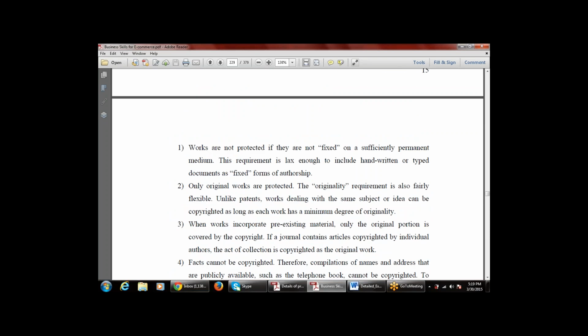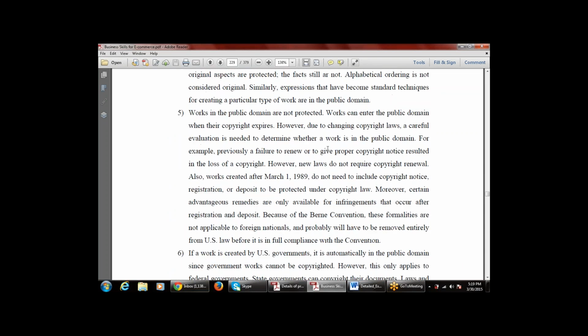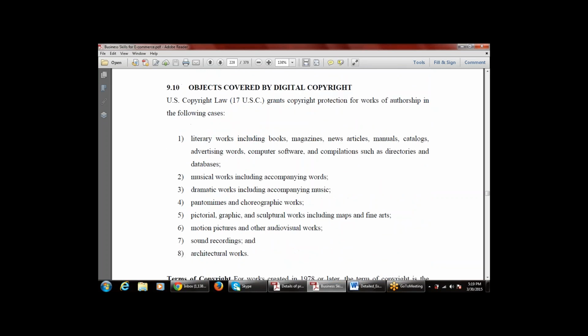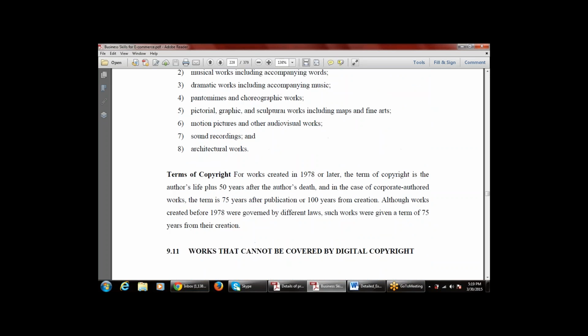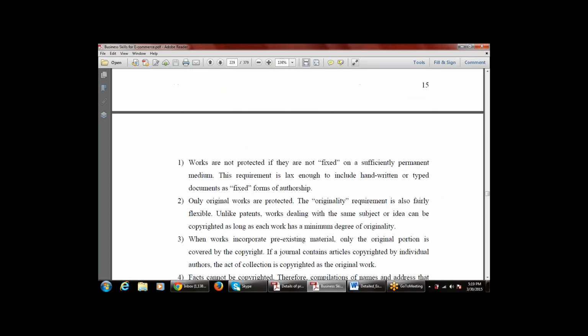The next topic is works that cannot be covered by the digital copyright. What are the various works that cannot be covered or taken by the digital copyrights? We have studied the objects that are covered by the digital copyright. Now the objects or works that cannot be covered by digital copyrights.